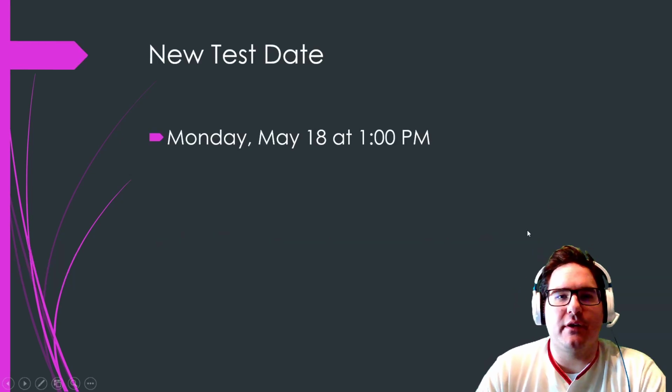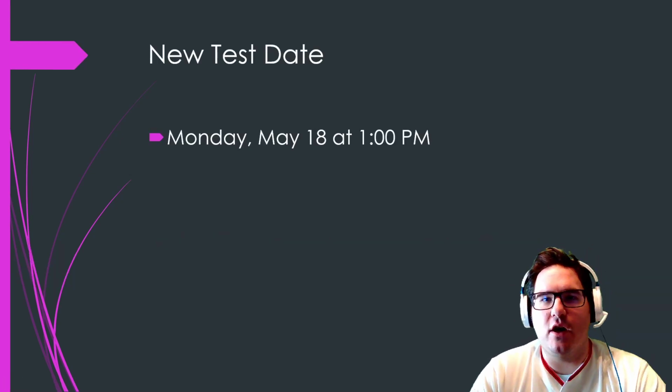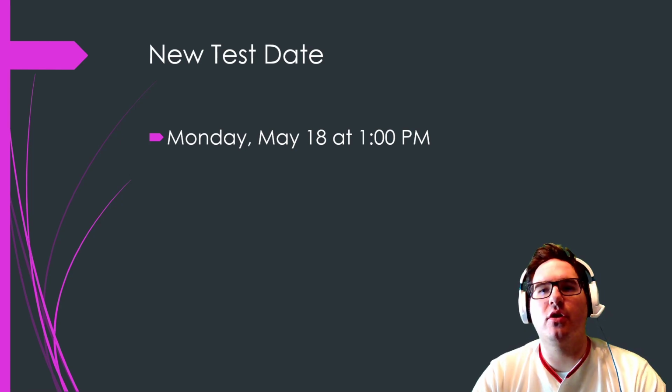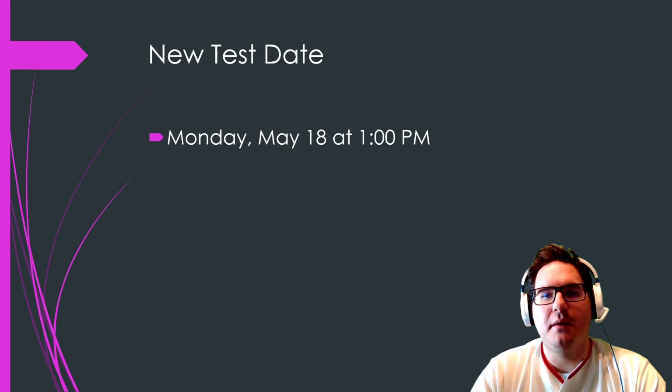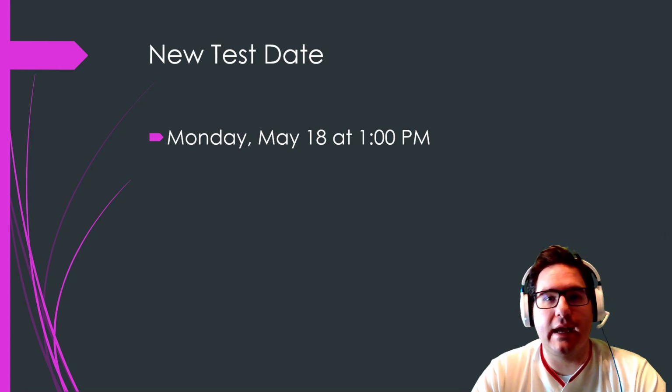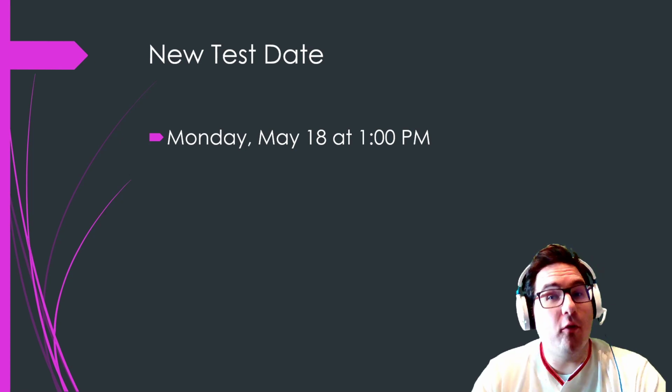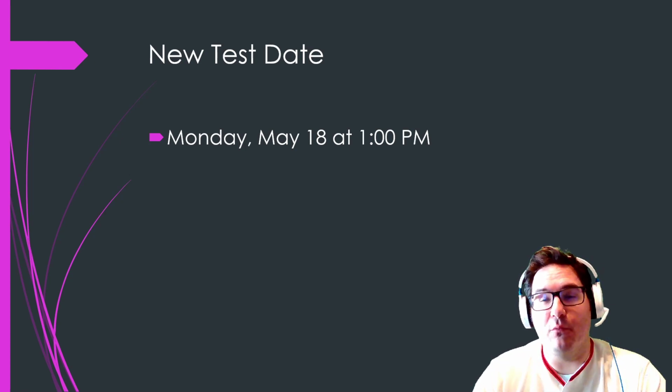All right, so we're going to talk about the new test date first. In case you didn't know, the new test date is officially going to be Monday, May 18th at 1 p.m. This is obviously going to be done on a computer or a phone, which we'll talk about in a minute. But the official time for us in Pacific Standard Time is going to be 1 p.m. on Monday, May 18th. Hopefully, we're back in school by then, and we'll be able to set it up where we're all doing it together on computers somewhere in the school.